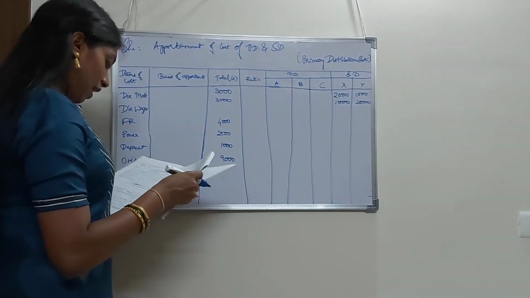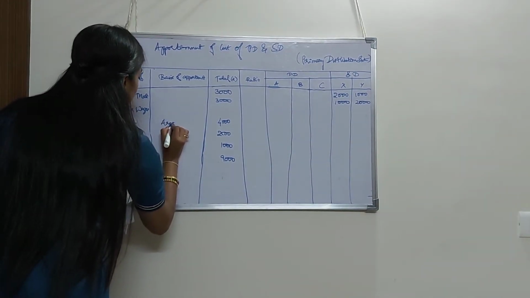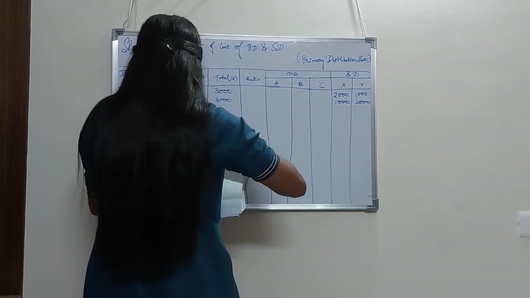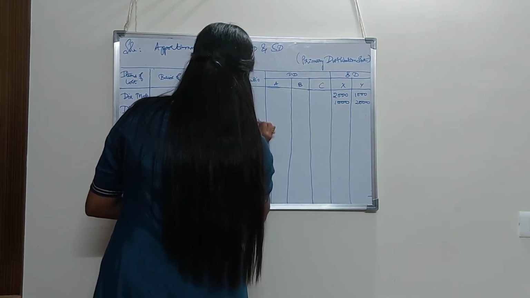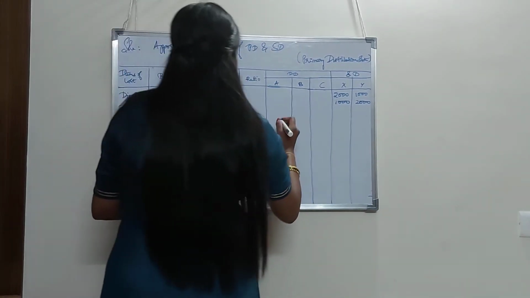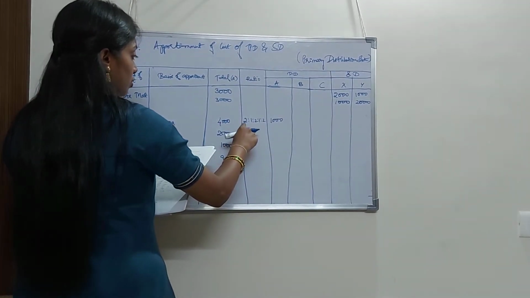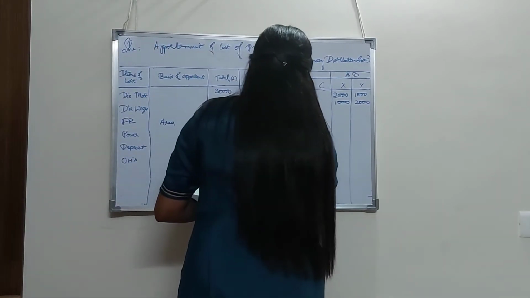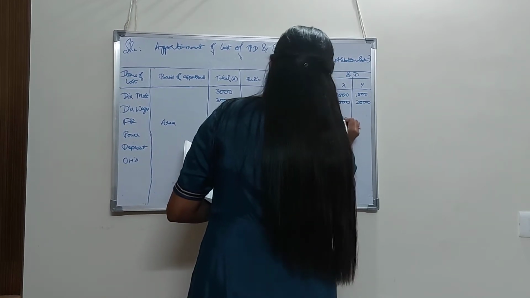Now, for factory rent, the basis of apportionment would be area. And what would be the ratio? The ratio as per this table would be 2:1:2:1:2. And the amounts would be 1,000, because this 4,000 we have distributed. So 4,000 into 2 divided by 8 gives 500, 1,000, 500, 1,000.